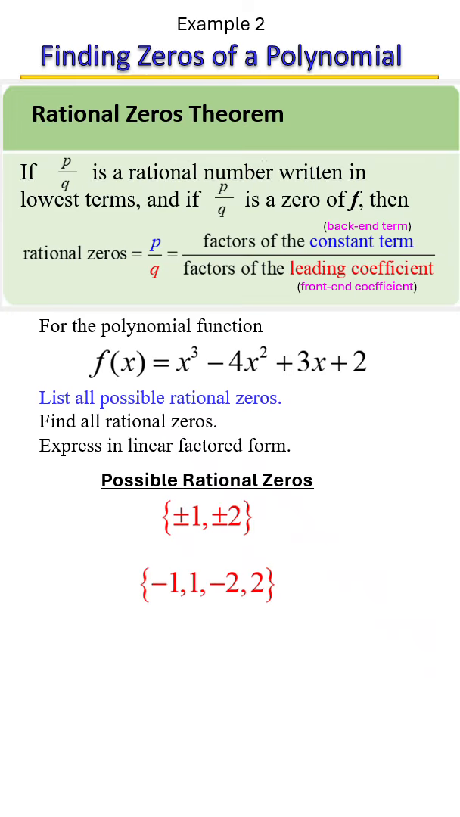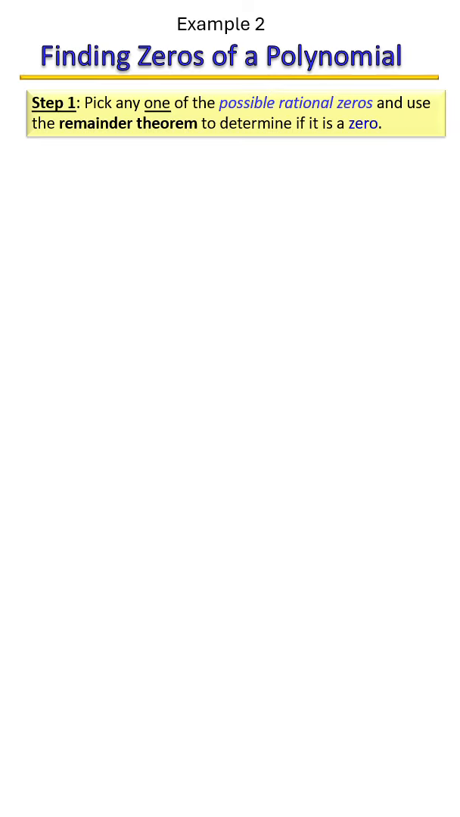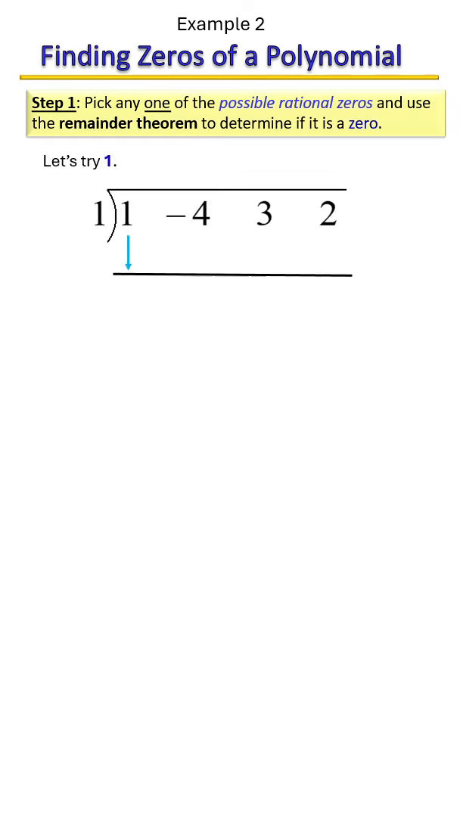Anyway, let's go ahead and go through the process of actually finding out what our zeros are. So start by picking a number from your possible rational zeros list. I'm going to pick 1. We're going to start the process by bringing down the first term. Multiply that with 1 to get 1. Bring down negative 3. Multiply that with 1 to get negative 3. Bring down 0. Multiply that with 1 to get 0.